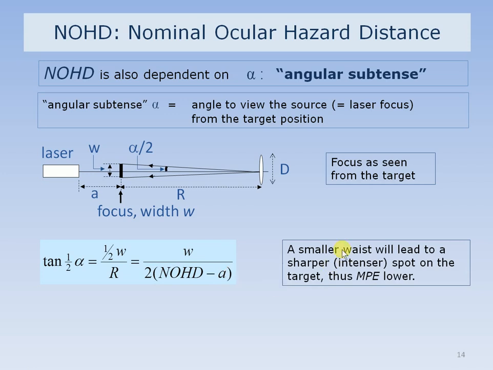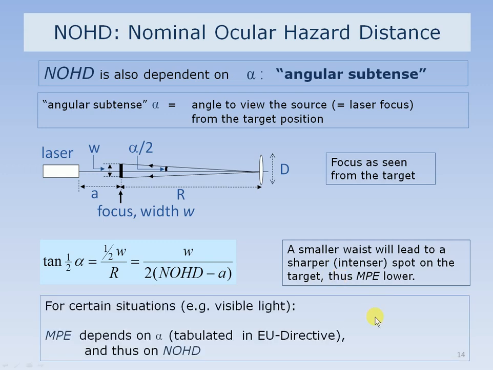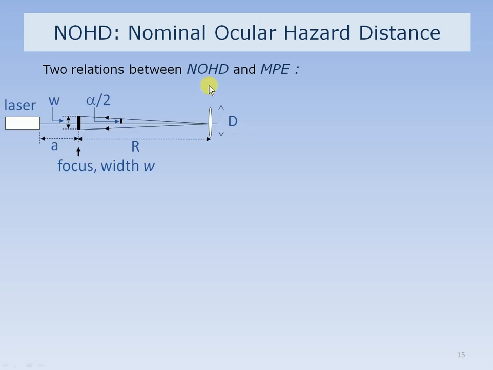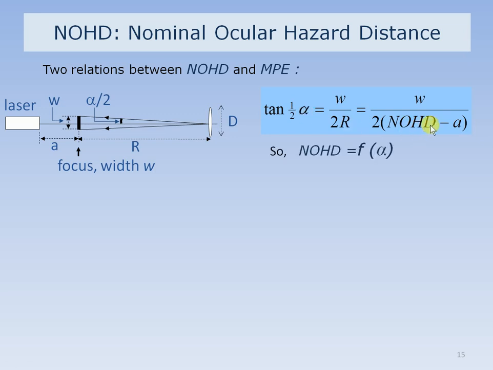And you can see that the smaller waist will lead to a sharper spot and MPE will be lower. And for certain situations, especially for visible light situations, the maximum permissible exposure depends indeed on the alpha, as we have seen before in the plots of the MPE, and thus it depends on the NOHD itself. And so we have two relations between the NOHD and MPE. First, the expression of the angular subtense, in which the tangent of half alpha is coupled to the NOHD. So the NOHD is a function of alpha.